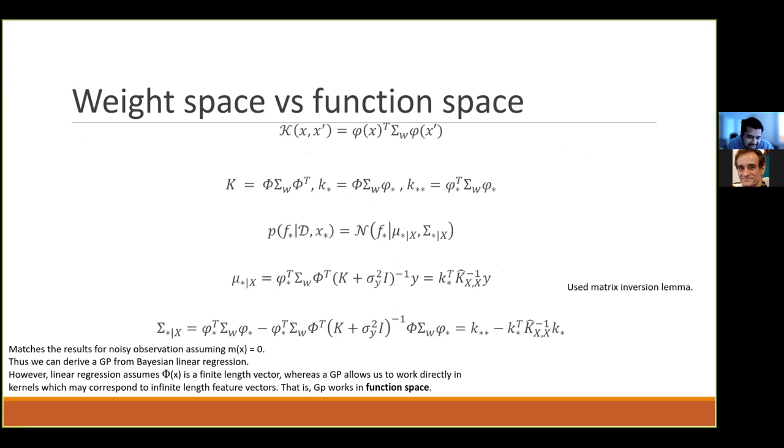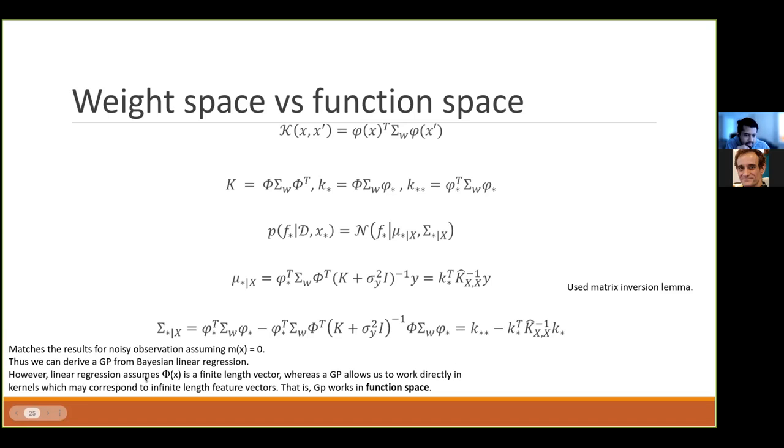So there are lots of equations. It's pretty hard, but the insight here is that it uses the matrix inversion lemma from linear algebra, if you ever want to derive them. What happens here is that it matches the result of the noisy observation. If we do all these steps and reach the last equation, it is similar to the results from the noisy observation that we saw previously, if we set the mean to zero. Thus we can derive a Gaussian process from a Bayesian linear regression. We just take it at face value.